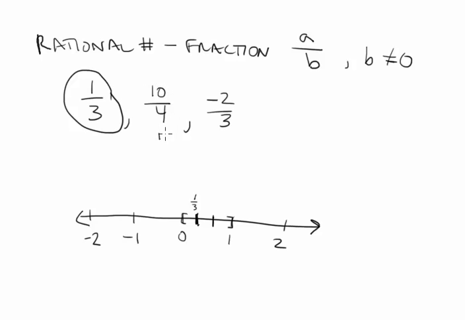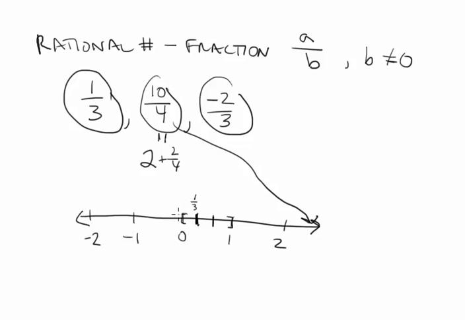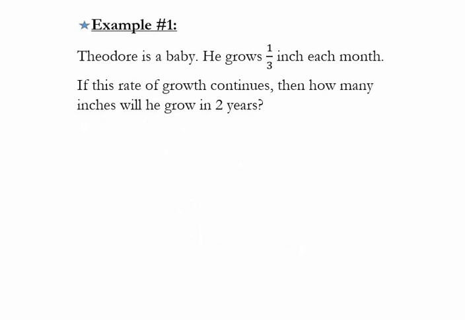10/4 we could also find. We could reason that 10/4 is really 2 plus 2/4, because 2 is 8/4, so 8 plus 2 is 10. And 2 and 2/4 is really 2.5, so we'd find 10/4 somewhere over here. And the fraction -2/3, well, it's going to be negative, towards -1. Again, we're dividing this up into thirds, and this is the location on the number line. This is a very quick review. The big idea is that rational numbers are numbers on a number line. Let's take a look at a couple of examples.